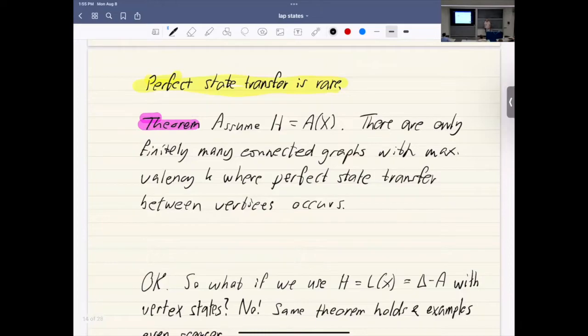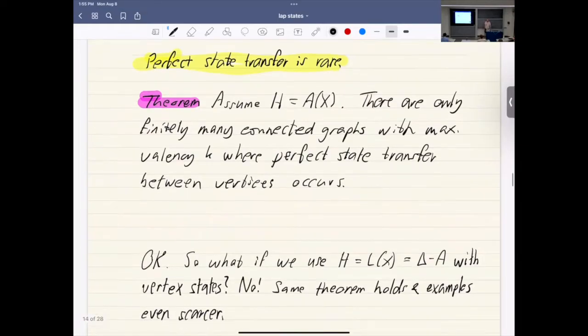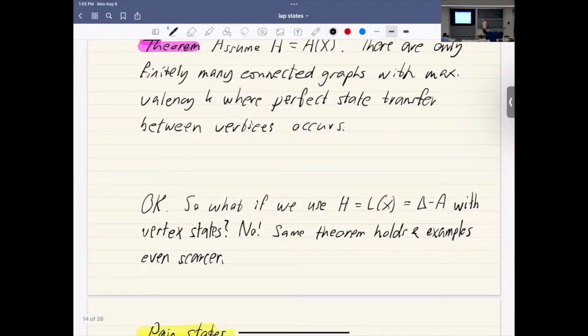So that's talking about vertex state transfer, but I did threaten you with these other states earlier. What if we decide to use one of our other choices of Hamiltonians, for example, the Laplacian? Now, in fact, the same proof still works. And what's even worse is when you start trying to find examples of graphs with perfect state transfer between vertices relative to the Laplacian, there are even fewer. I don't know why. And I don't think anybody else does either.